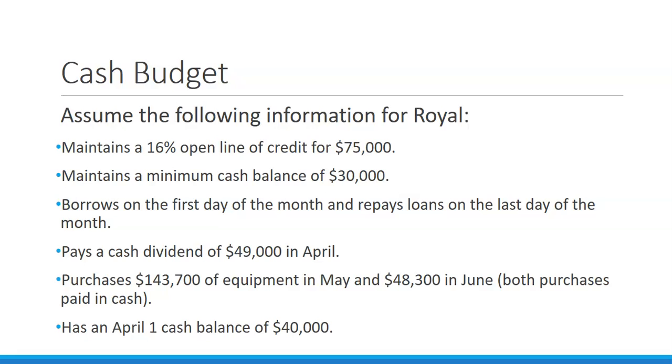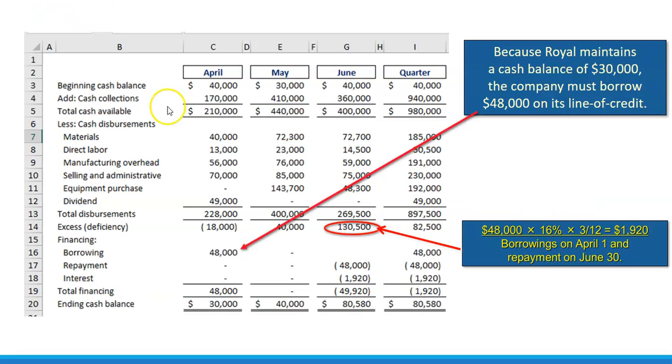We borrow on the first day of the month and repay loans on the last day of the month. We're planning to pay a cash dividend in April, and we're planning to purchase equipment in May and June. We currently have a cash balance of $40,000. So we start with our cash balance of $40,000, and then we add our receipts from customers. That gives us our total cash available.